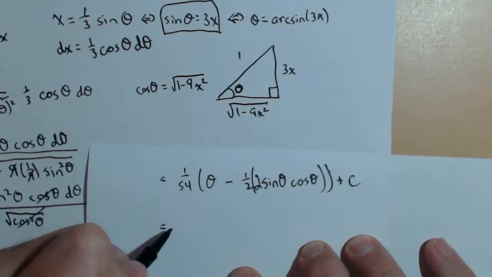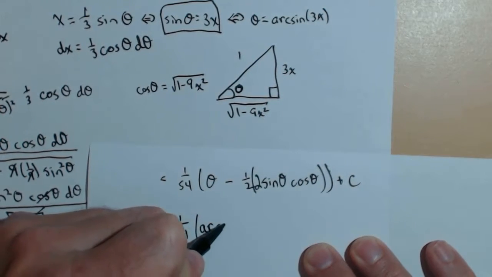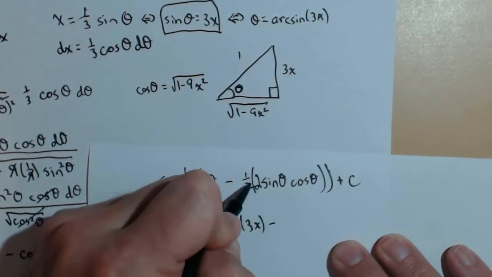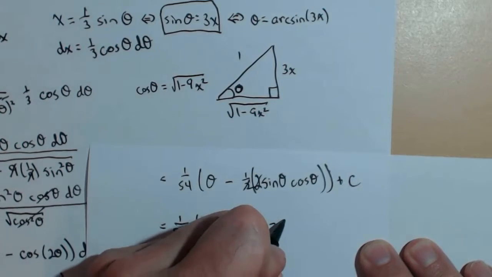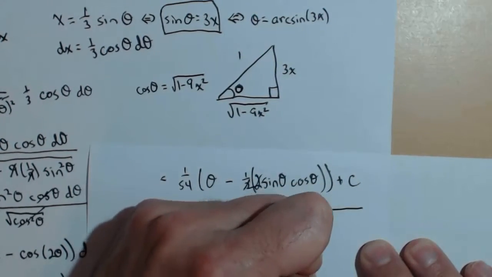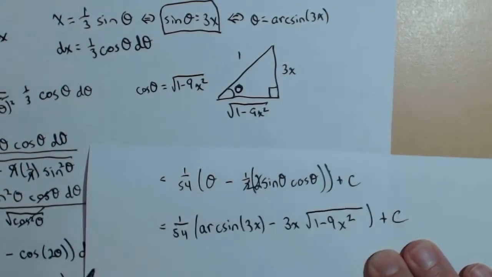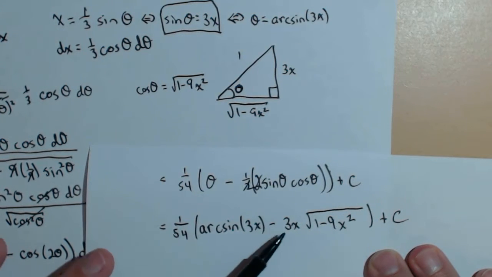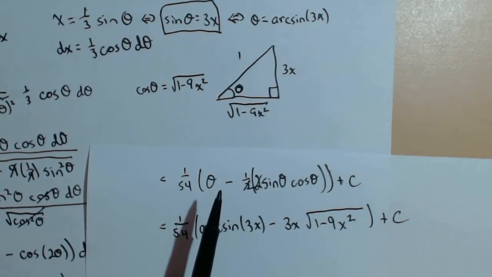And now let's put this all together in terms of x. So I have 1/54th arcsine of 3x minus, those will cancel, sine of theta, as we said, is equal to 3x, and cosine of theta is square root of 1 minus 9x squared. And then we have our plus c. There's really not much more simplifying we could do. We could distribute this and maybe cancel a little bit, but I'm just going to leave it as is. And there is our antiderivative.